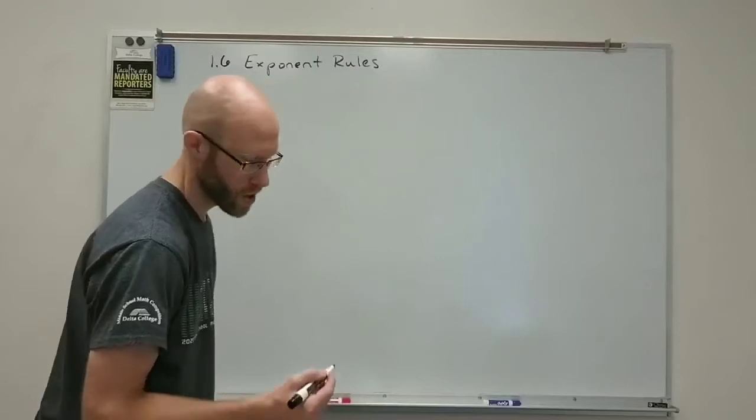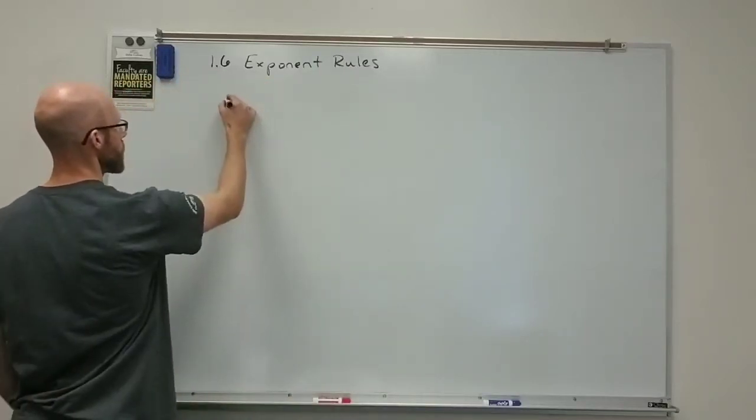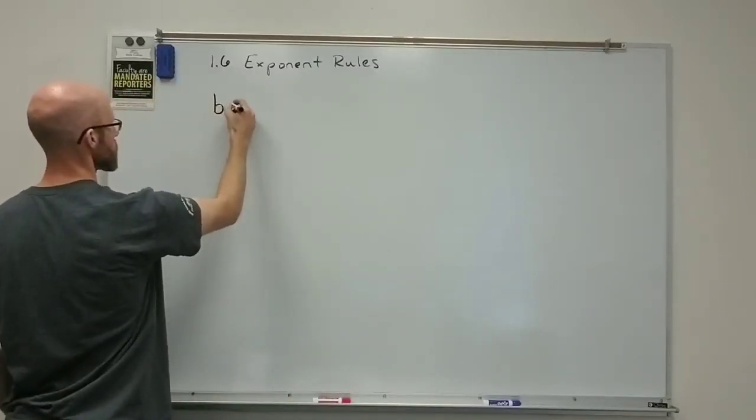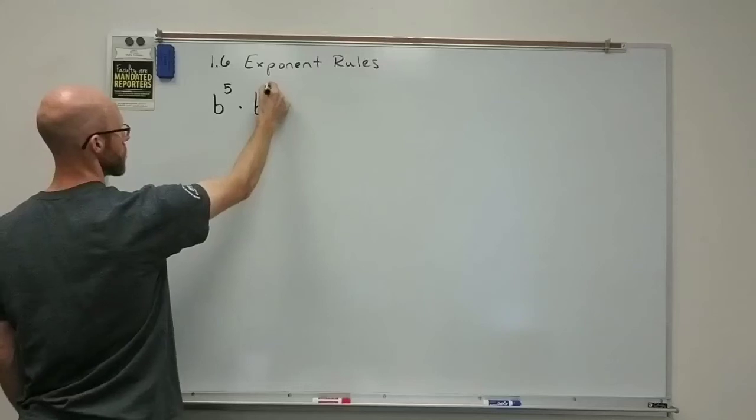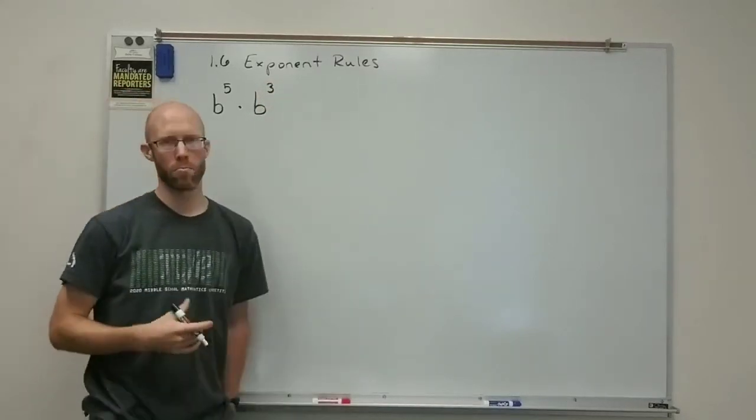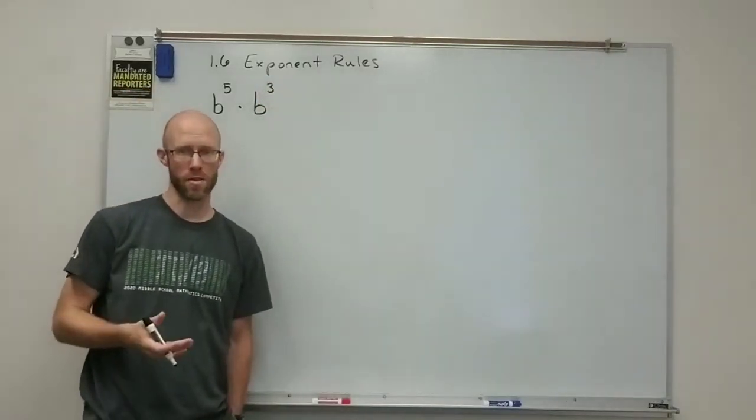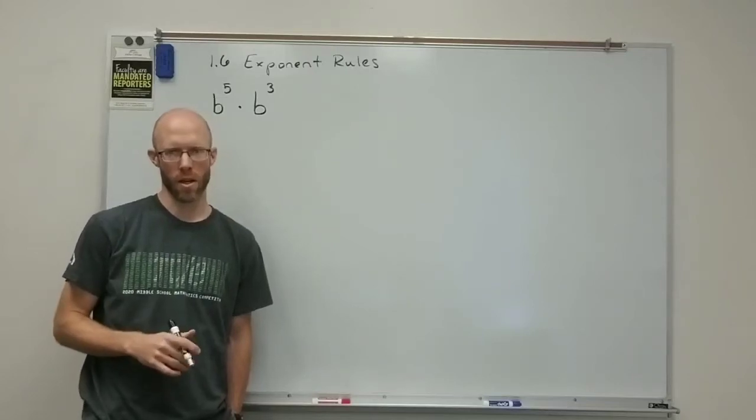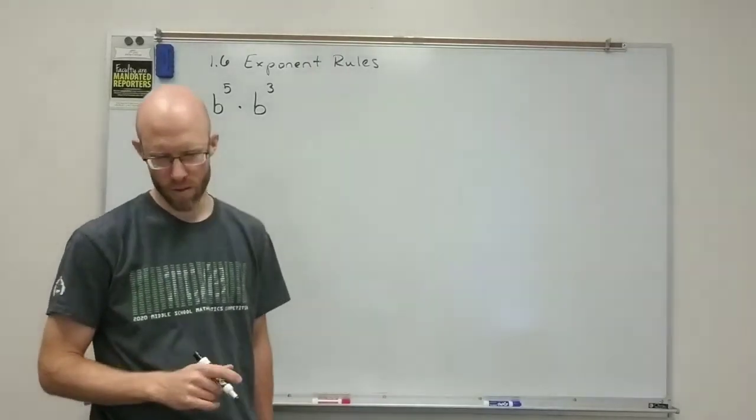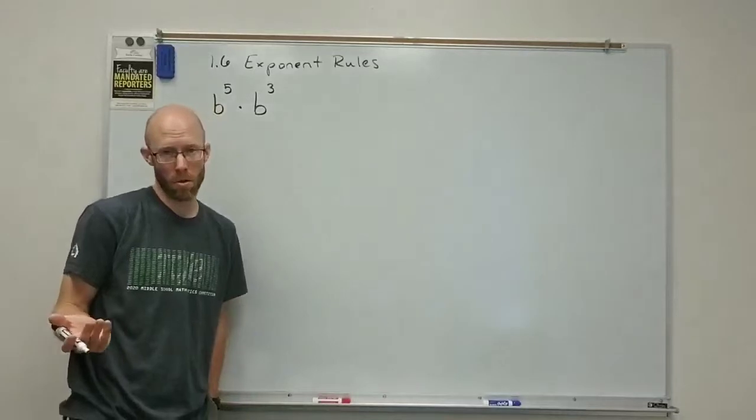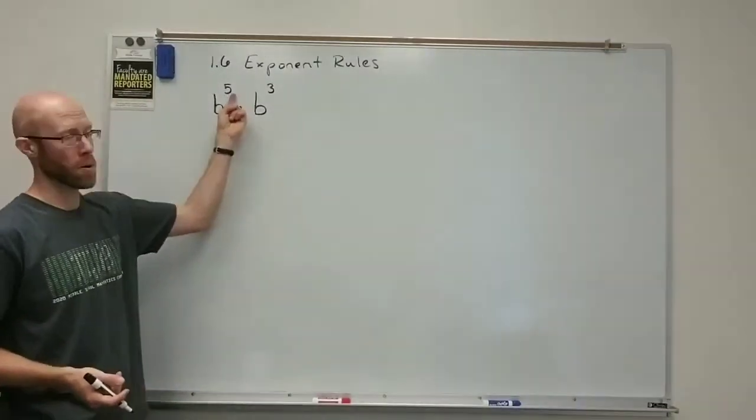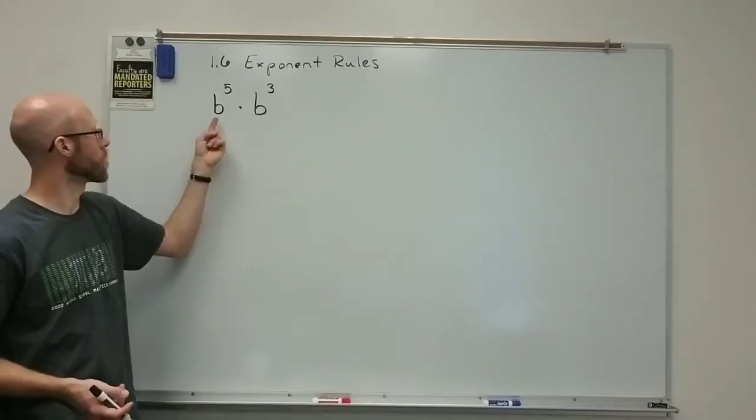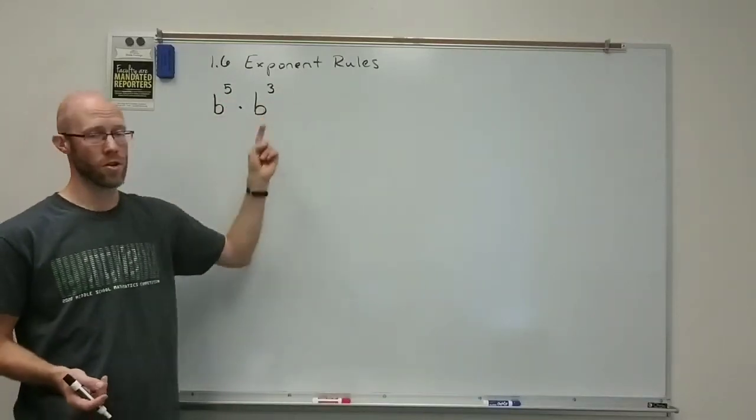The first one is what happens when you take two expressions. We'll say b to the fifth times b to the third. Now I'm going to use the letter b to represent a base. That's kind of why we use the letter b, but you don't have to. It could be any variable or any number, as long as there's a base there. With an exponent, you have a base and a power. And so I've got b to the fifth times b to the third.